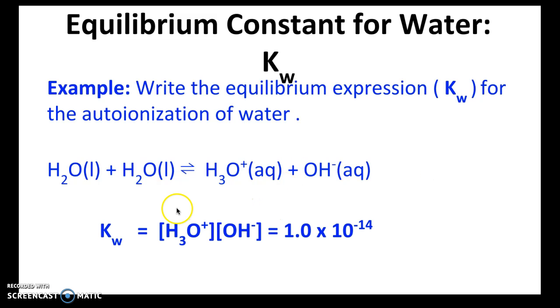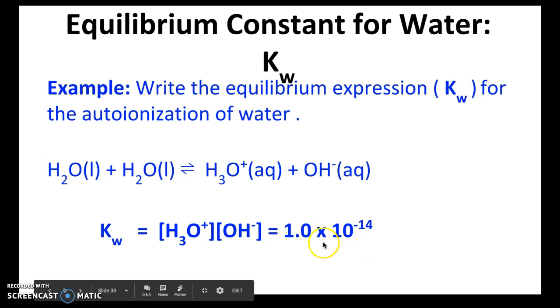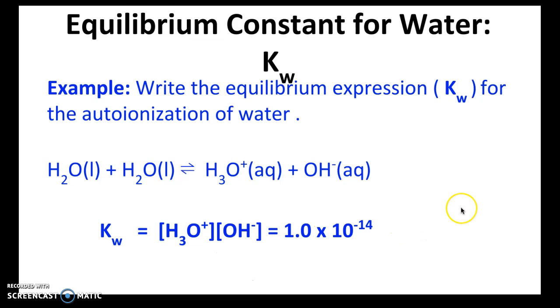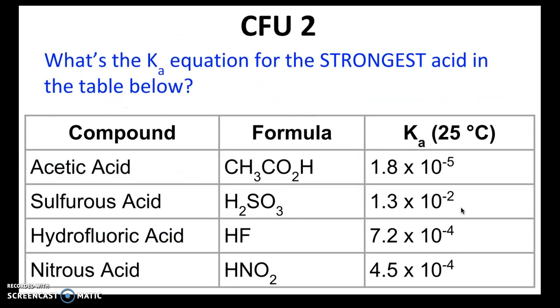And when we write Kw, since the reactants are liquids, we don't include them in the equilibrium expression. We just have our products, H3O plus and OH minus. And remember, this is equal to 1.0 times 10 to the minus 14. Again, this is something you ought to memorize. This expression will be useful later, but for right now, you just got to know what it looks like and how to write it. All right, here's our CFU.